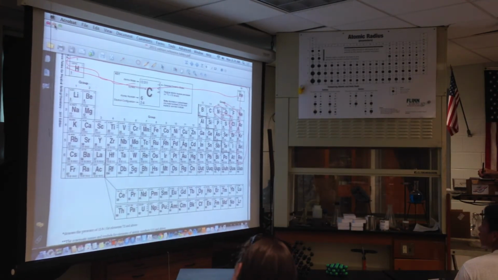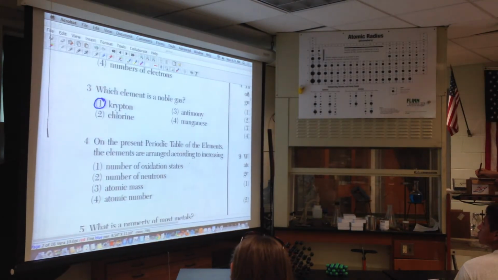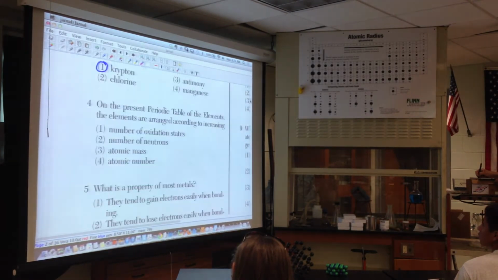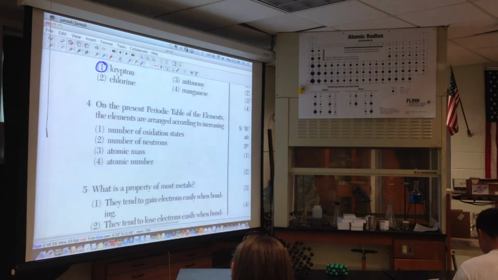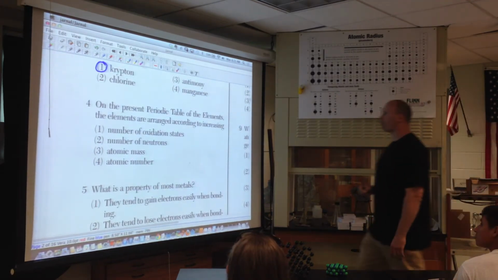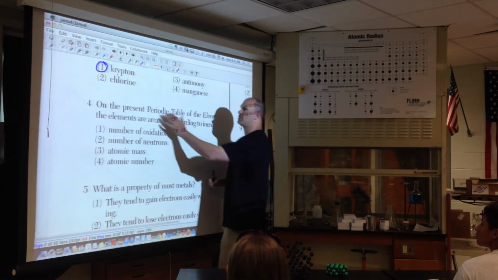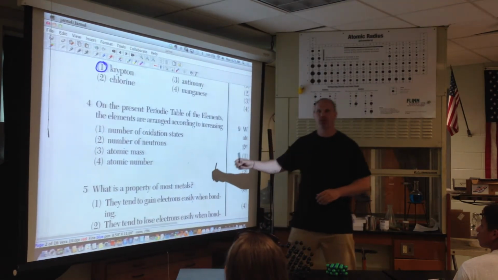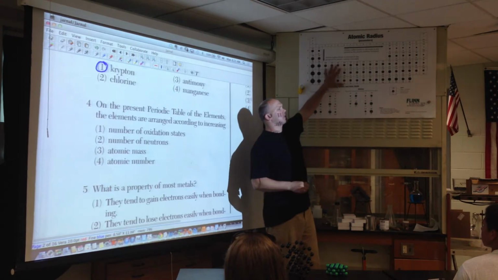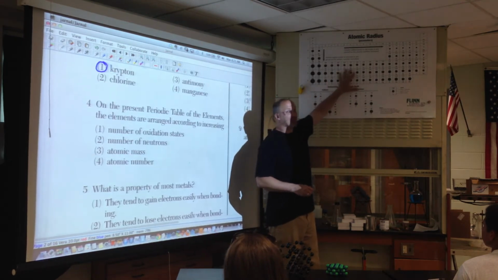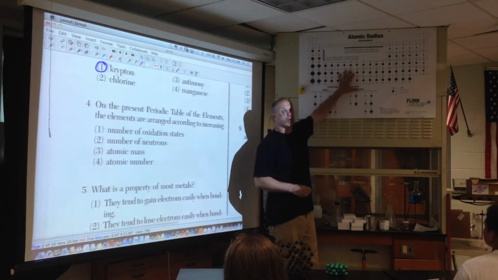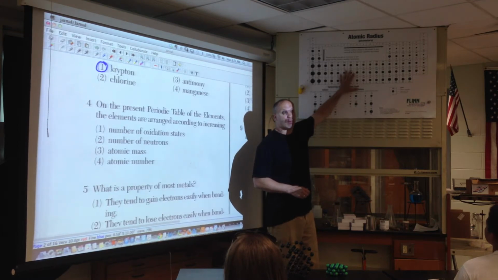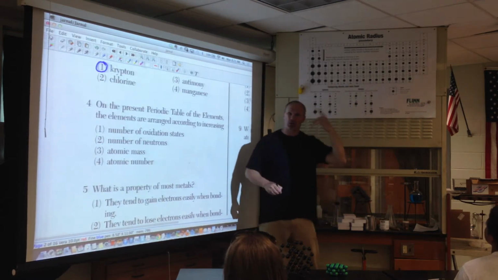Moving forward. Now, number 4, as we would say in Riverhead. On the present periodic table of elements, the elements are arranged according to increasing what? The reason they say present is that Dmitri Mendeleev put this together based on atomic mass. At the time, in the mid-1800s, they only knew that atoms differed by their mass number, so it went in order of mass.